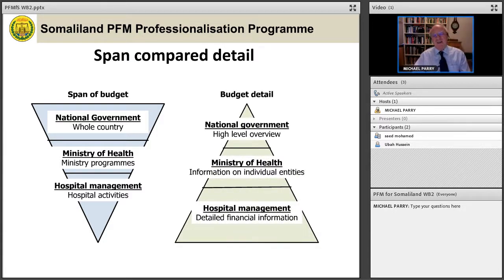And there's an inverse relationship with that and the amount of budget detail. So the national government requires a high-level overview. It requires to know about everything that's going on, but only in very high-level terms. It doesn't need detail. The Ministry of Health needs information on individual entities, each health centre, each hospital, each doctor within their system. And then if you get down to an individual unit like the hospital, well, they require detailed information on their operations. They require to know information so they can get the cost per night the patient stays in hospital, the cost of providing outpatient services, detailed cost information.